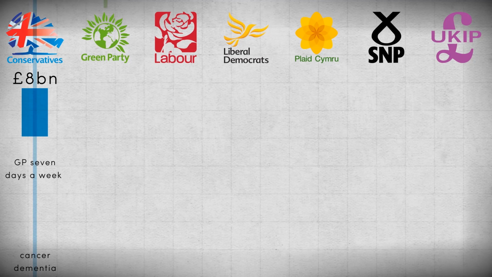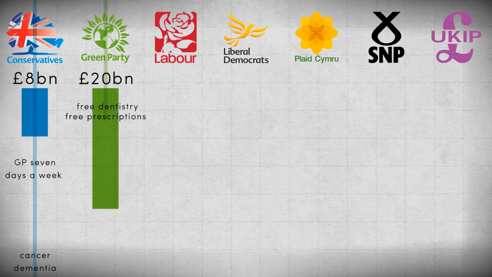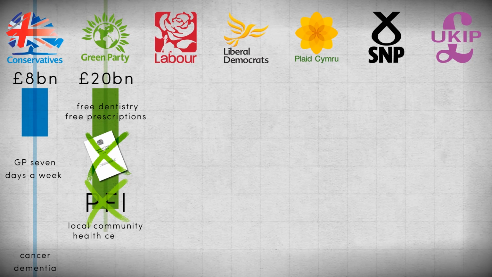The Greens have a plan to immediately increase NHS funding by £12 billion per year, growing to £20 billion per year by 2020. This would provide free dentistry and free prescriptions in England. They would counter privatisation of the NHS by scrapping the Health and Social Care Act and any further PFI contracts. They would also promote local community health centres for rapid access to healthcare and would have an emphasis on mental health.